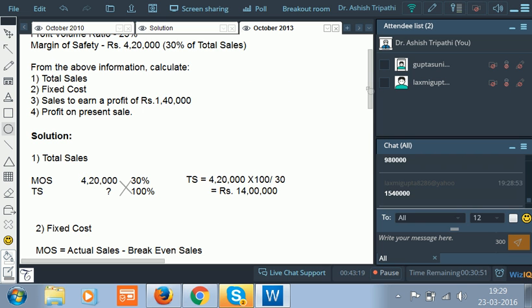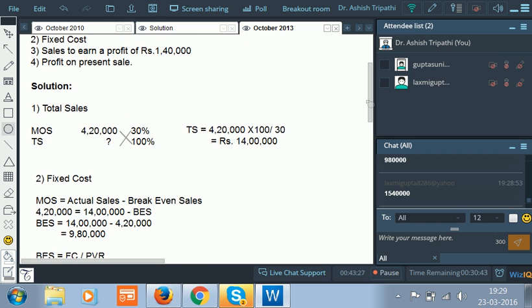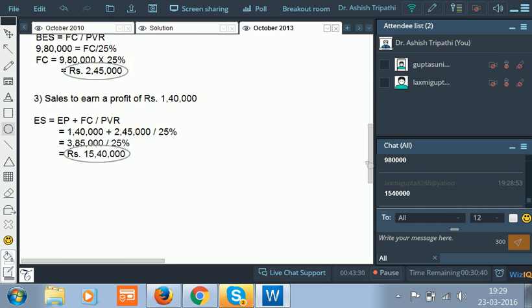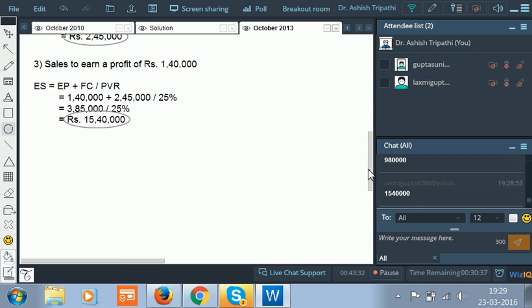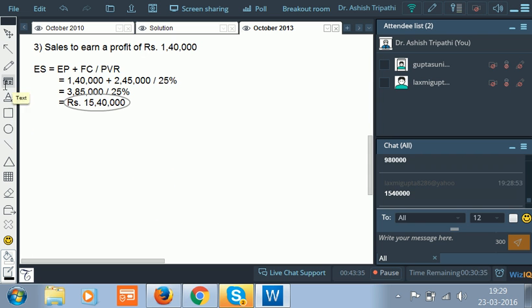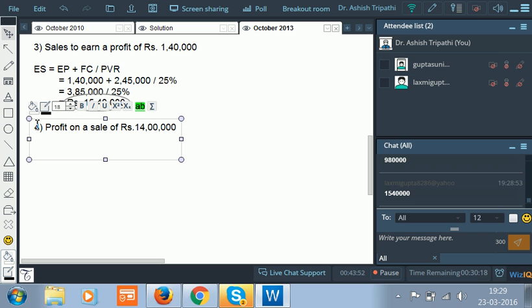Now what next are they asking? The last one, profit on present sale. Present sales means our actual sales. So our actual sales is nothing but total sales. So the total sales is 14 lakhs. So let us give the heading. Fourth heading, profit on a sale of rupees 14 lakhs.